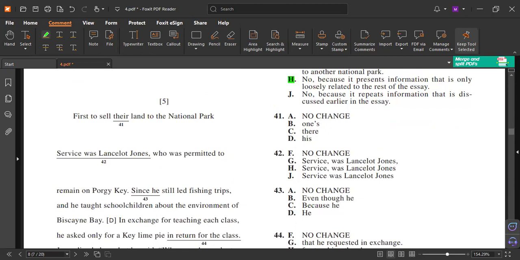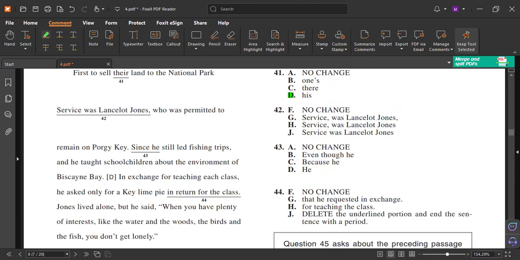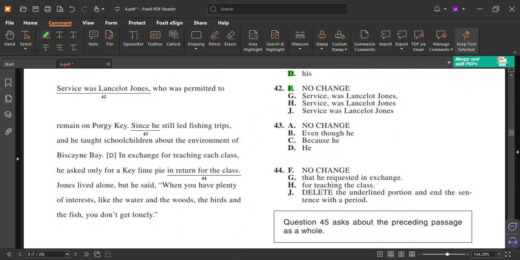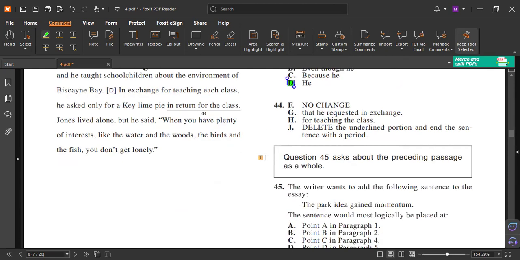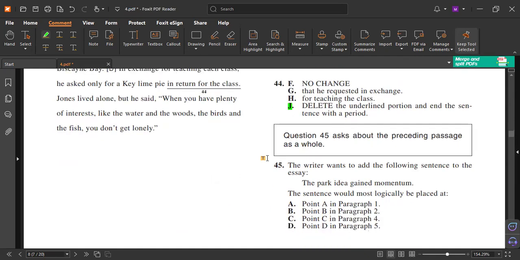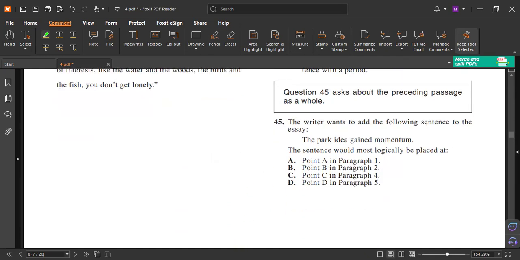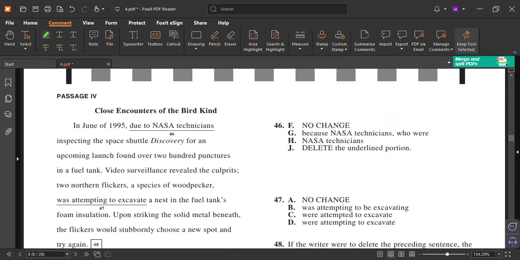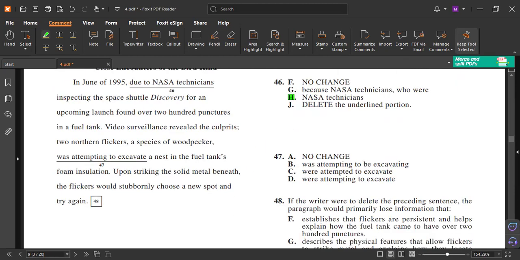41D. 41, correct. 42F. Yes. 43D. 43, correct. 44J. Last one, correct. 45C. Correct. 46H. Correct. 47C.